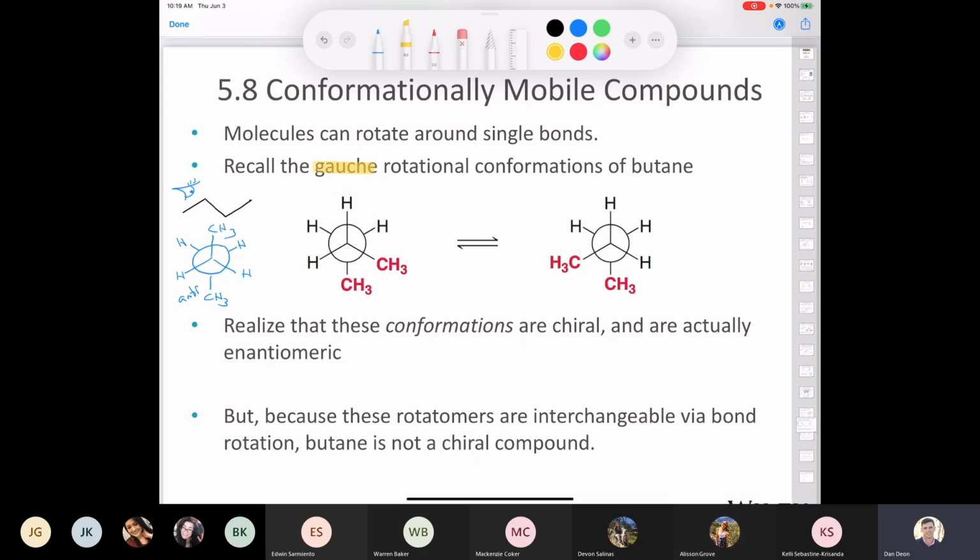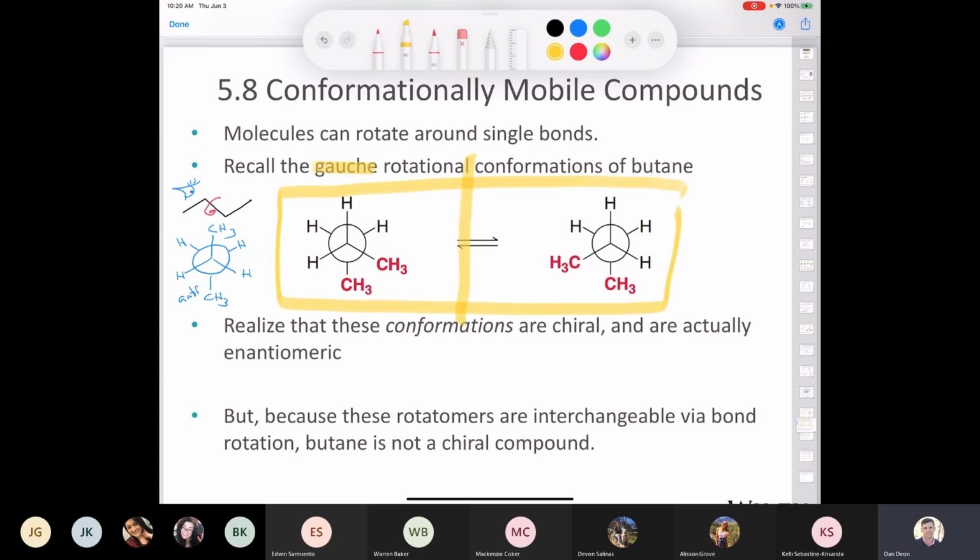Now, I know, and you know, we all know that there's free rotation about this bond, okay? And if I was to ask you, are there any chiral centers in butane? And you said no, I'd say you're right. There's no chiral centers in butane. However, the conformations here, and I'm not talking about specific carbons, I'm talking about the actual whole conformation here and this whole one here. If you look at them, you notice something peculiar about them.